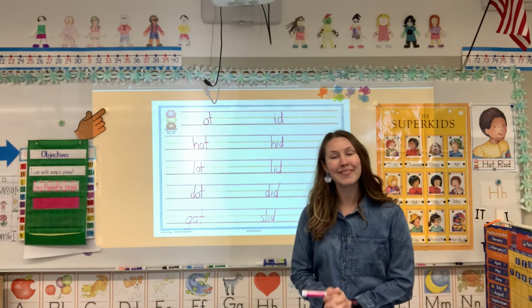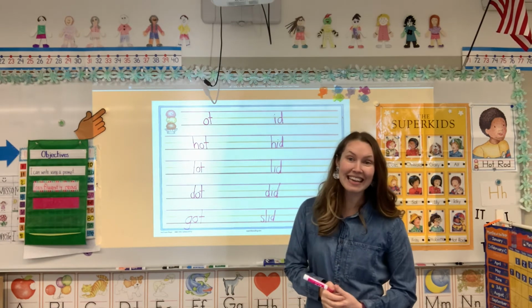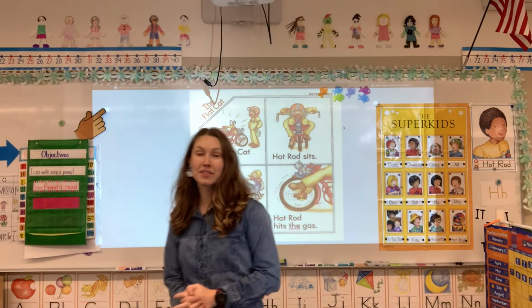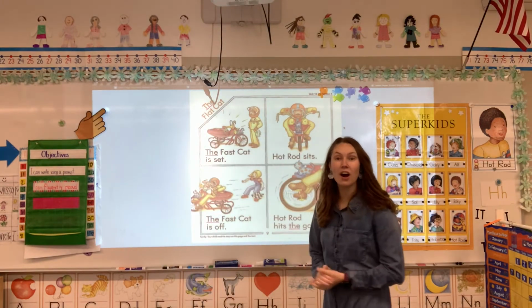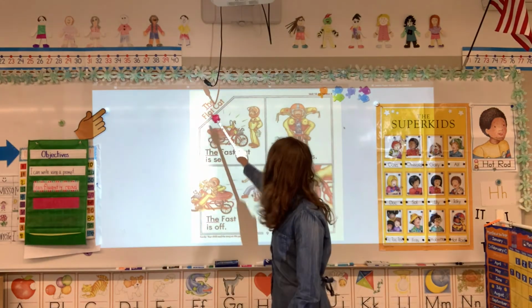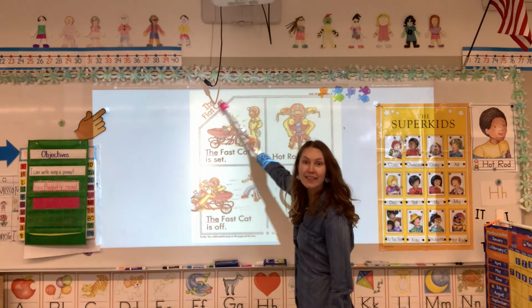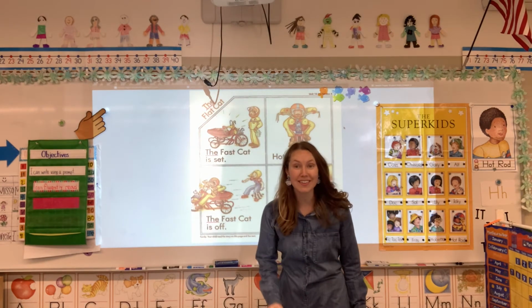Open up to page 9 in your Hot Rod book. Okay, so we're starting on page 9 in our Hot Rod book. Now let's look at the title of this story. I see it starts with our memory word that we learned yesterday.